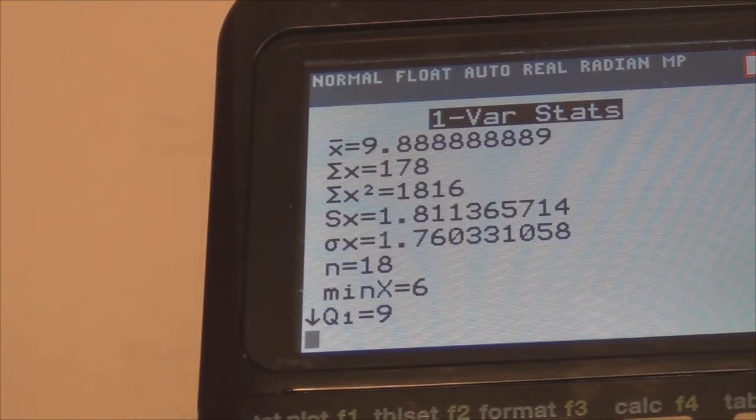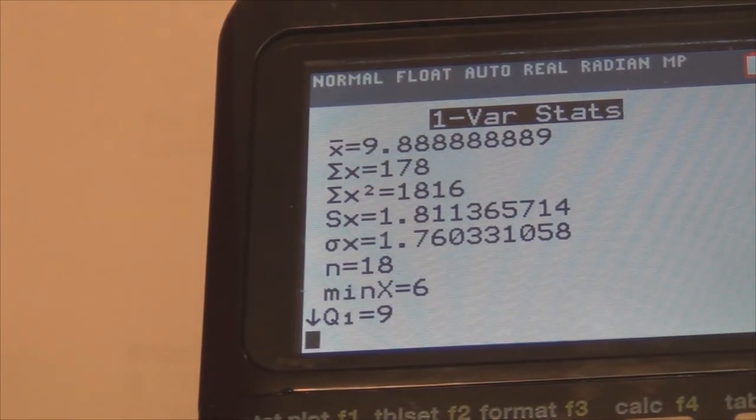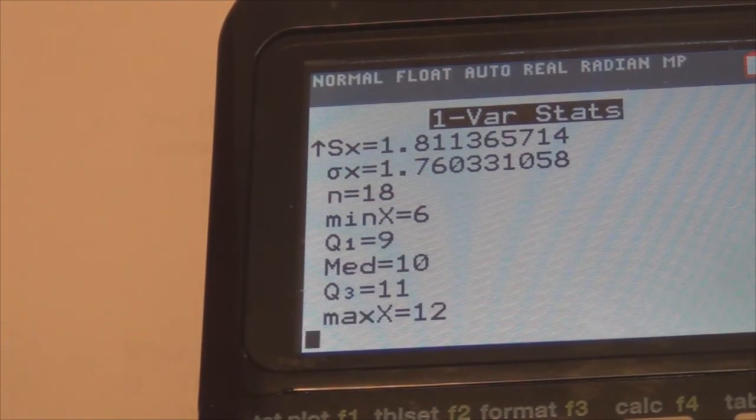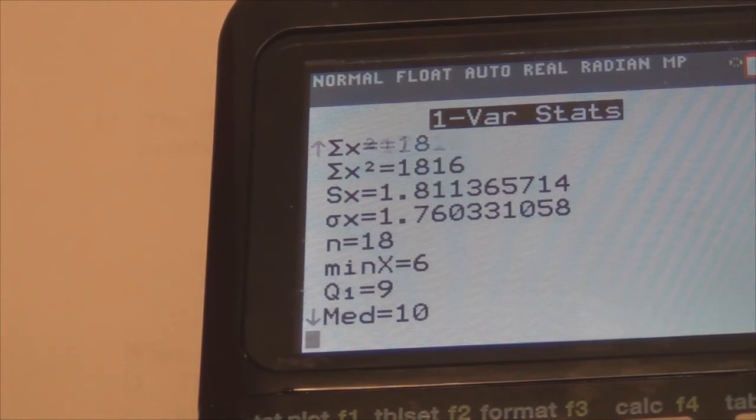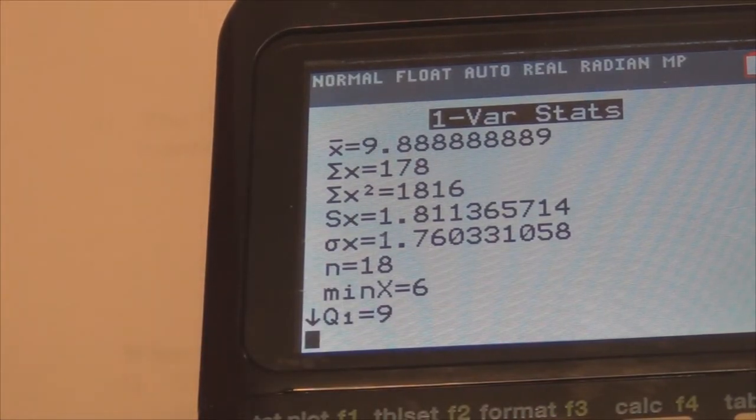And now you could see something. The mean here is 9.8. But let's look at the median. The median is 10 right here. You see 10? So that's why the medians are not the same. But anyway, the mean is 9.8.